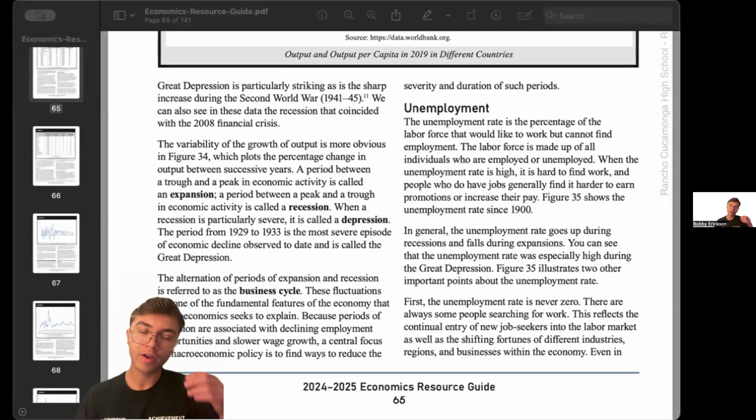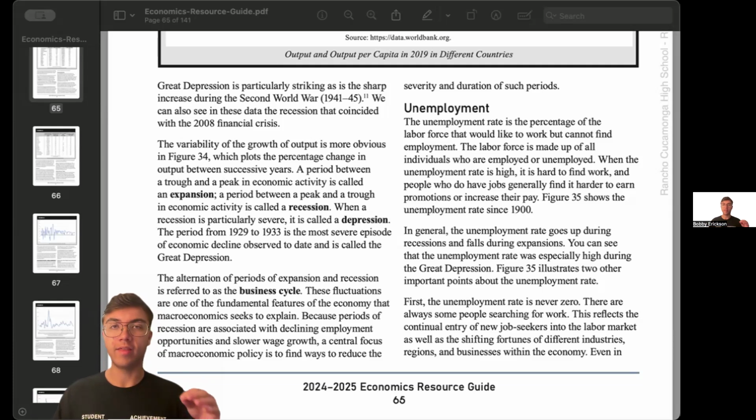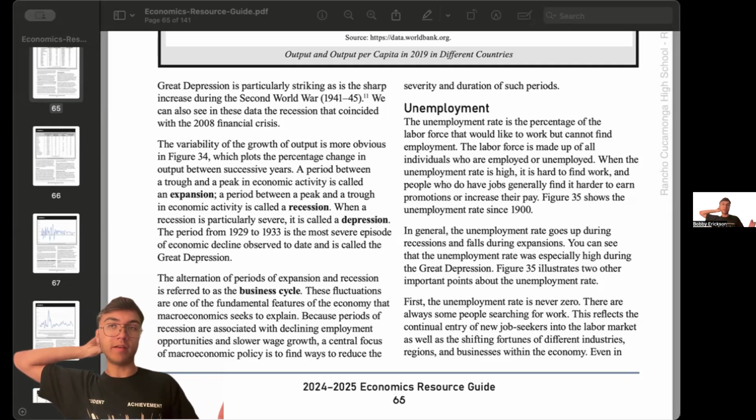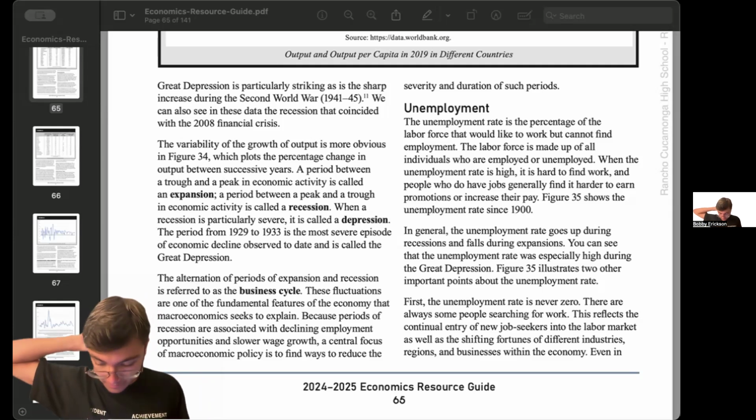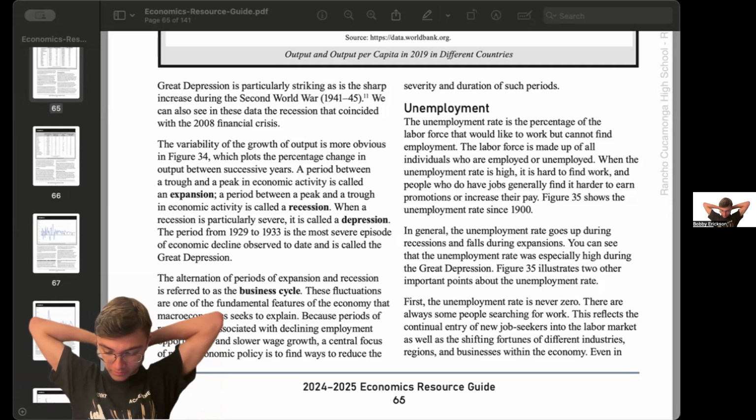So next up, we're going to begin a discussion on unemployment. So the unemployment rate is the percentage of the labor force that would like to find work but cannot find employment. So please note, this is all the people who are seeking work who cannot find employment. This does not mean that a person who is just not seeking work and just sitting back and doing nothing is part of that labor force.